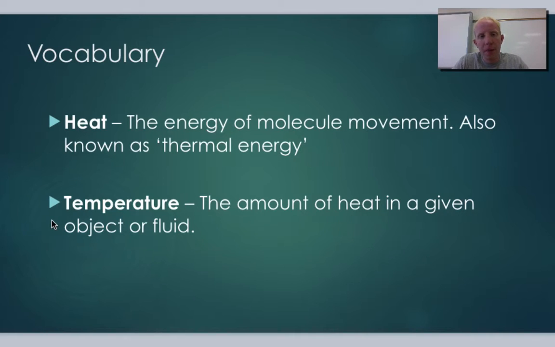For example, if I have an object that's 70 degrees Fahrenheit and I add heat to it, then its temperature will go up to, let's say, 75 degrees Fahrenheit. So temperature is the measurement of how much heat is in that object. Heat is the actual energy that we're putting into it. We often get these confused because we describe things as being hot, which sounds like heat, but something being hot is actually a measurement of temperature, not heat itself.